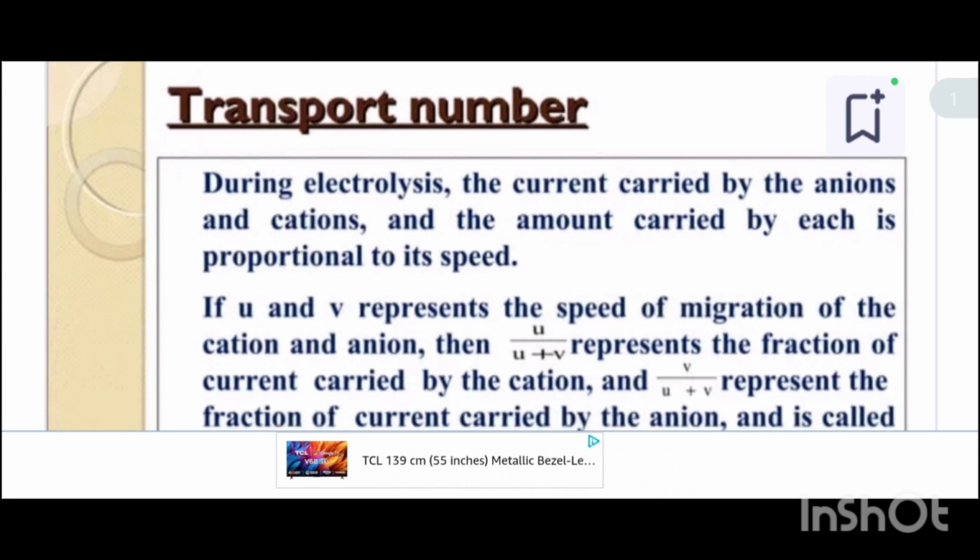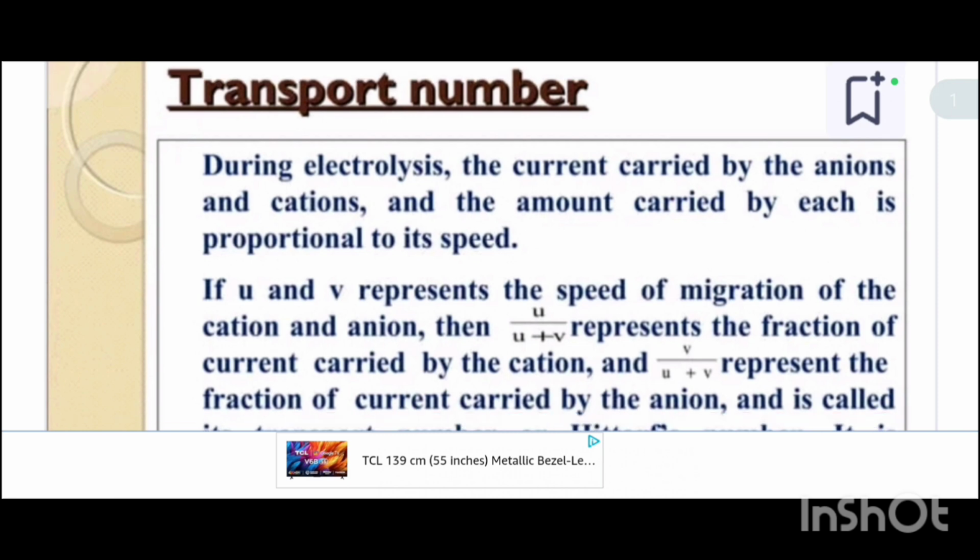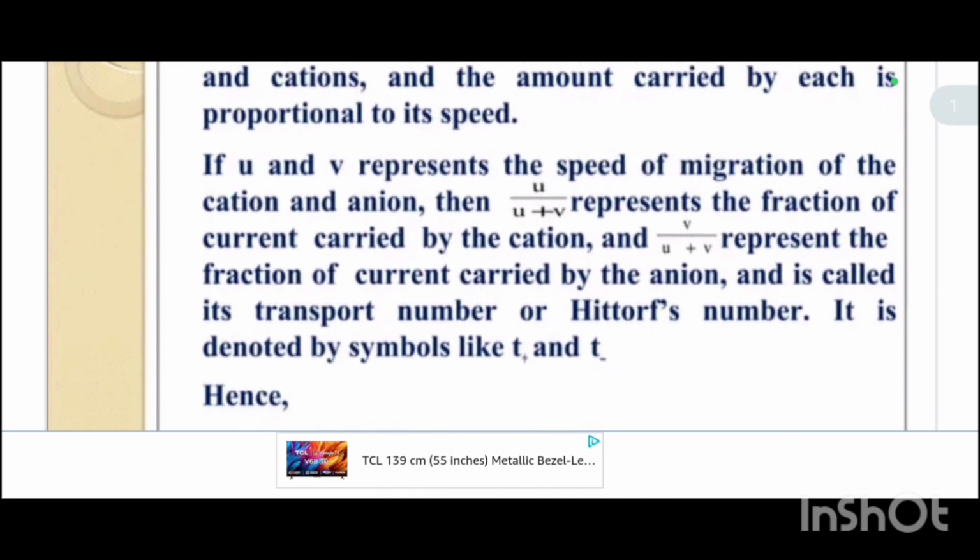During electrolysis, the current carried by the anions and cations, and the amount carried by each, is proportional to its speed. If U represents the speed of migration of the cation and V that of the anion, then U divided by U plus V represents the fraction of the current carried by the cation, and V divided by U plus V represents the fraction of the current carried by the anion. It is called the transport number or Hittorf's number. It is denoted by the symbols T plus and T minus.